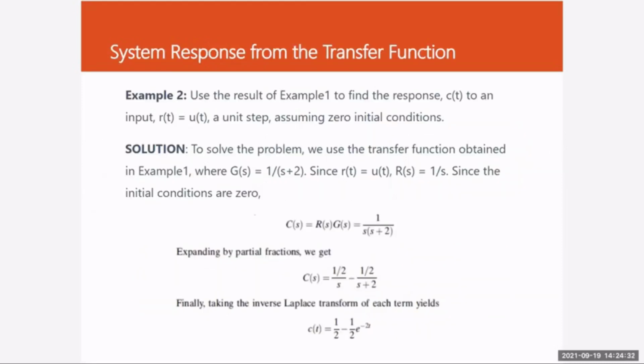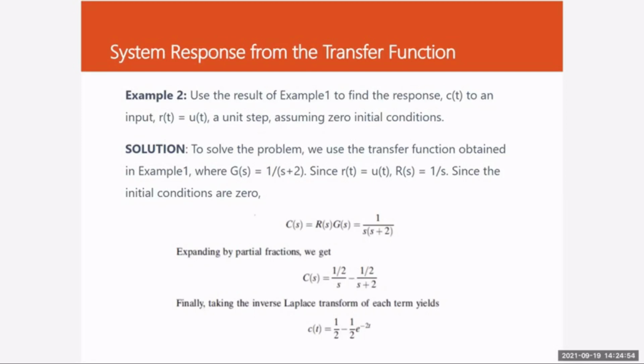Let's try a problem here. Use the result of example number 1 to find the response c(t) to an input r(t) equal to u(t), a unit step, assuming zero initial condition. You have here the phrase, assuming zero initial condition, so it is safe to proceed to the next step.